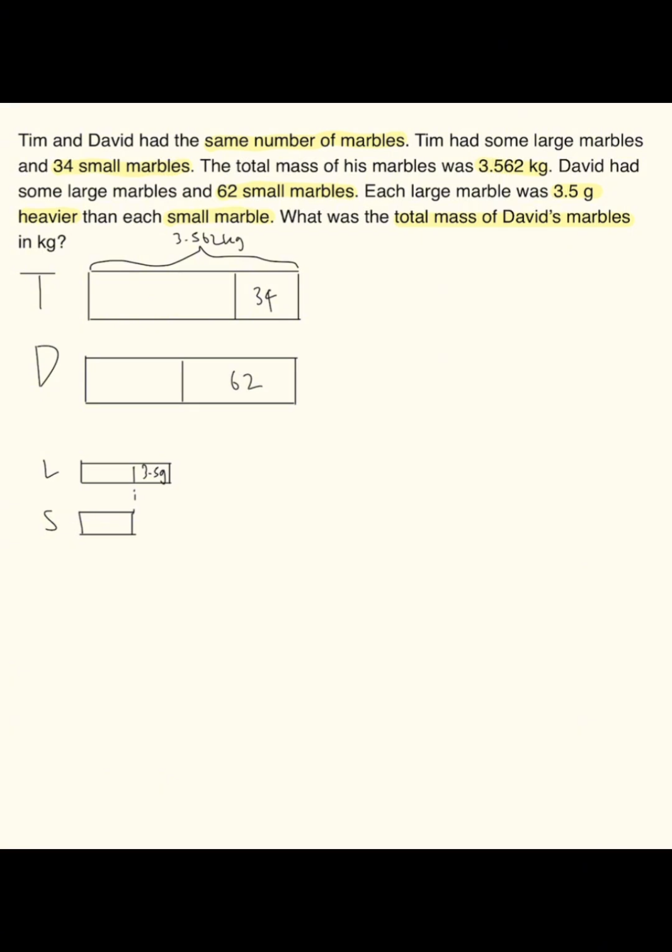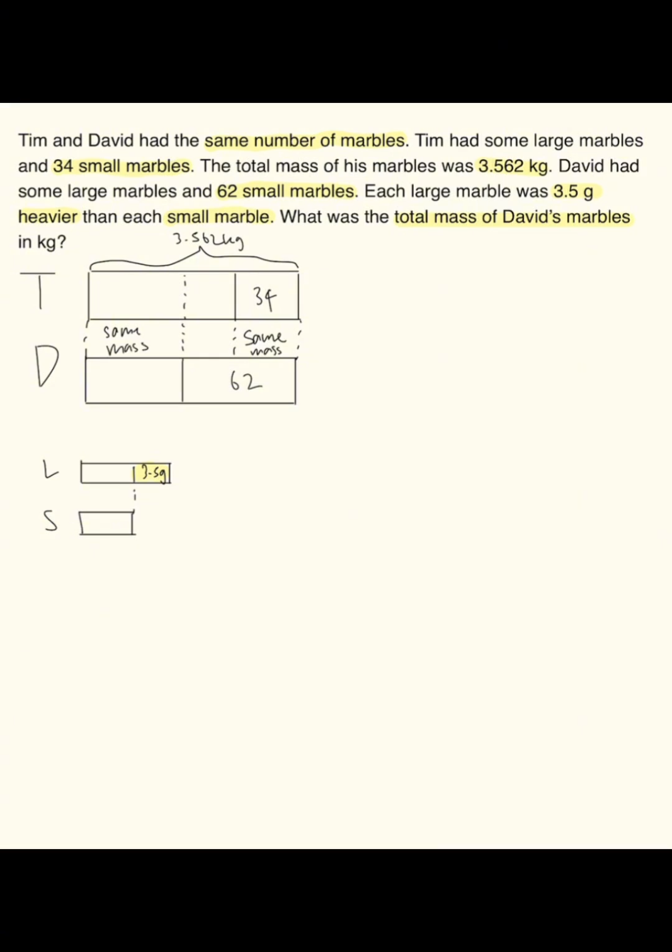Okay, now in order to find the total mass of David's marbles in kg, we need to rely on the difference of the large versus small here. So let's take a look at this line. We know that it is 34 small and 34 small. So at this line, they have the same mass. Okay, for the large, even though I don't know how many large marbles he has, based on the model, I can tell that this will be the same number, so same mass.